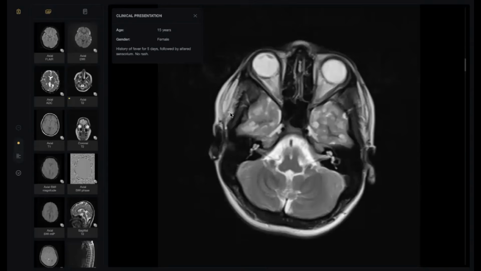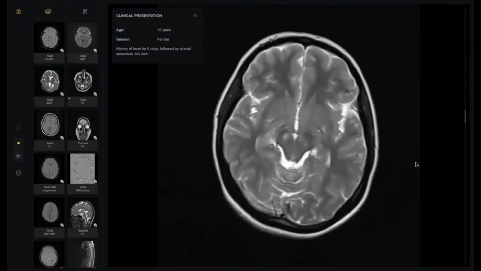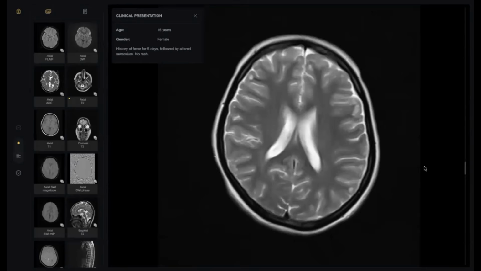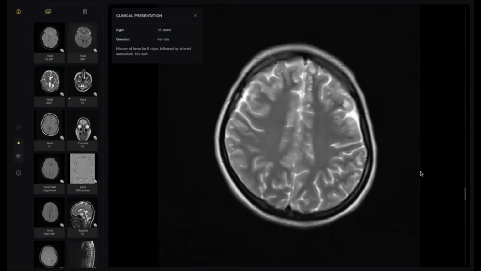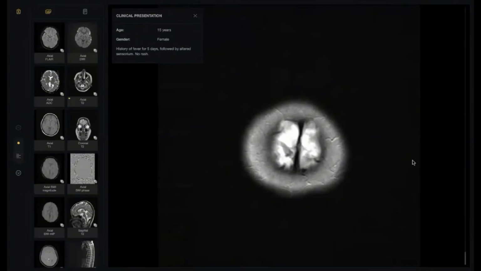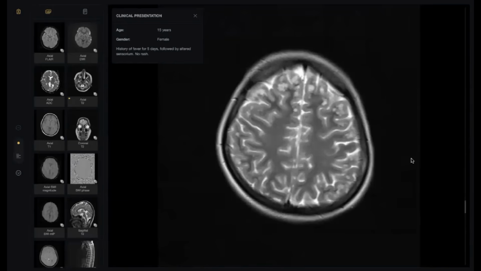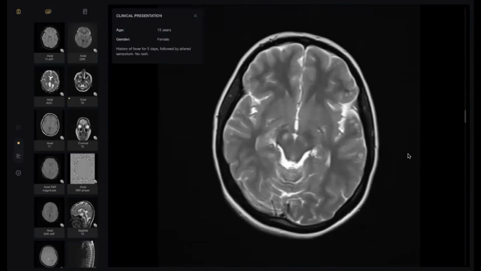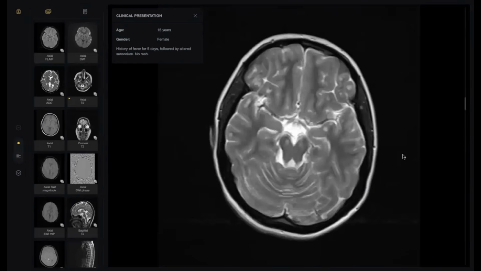This is a 15-year-old female patient presented with a history of fever for 5 days, followed by altered sensorium, no rash. I am presented with an MRI of the brain, axial T2 weighted images of a 15-year-old female with fever and altered sensorium. I would like to have a general look before starting my comments.